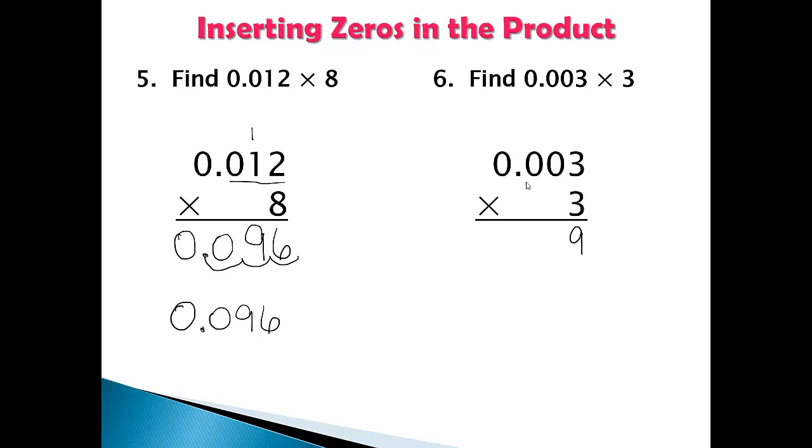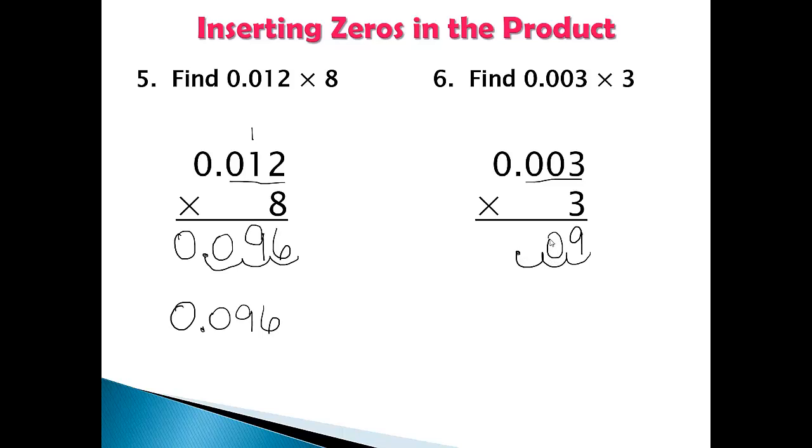So for our first number, we have 3 digits after the decimal, 0, 0, 3. So we have 3 digits. For our second number, 3, we do not have any digits after the decimal. The decimal would be after the 3, and we have nothing behind that. So that would be 0. So we have 3 places that we need to move our decimal over. So we're going to move it 3 places to the left. 1, 2, 3.